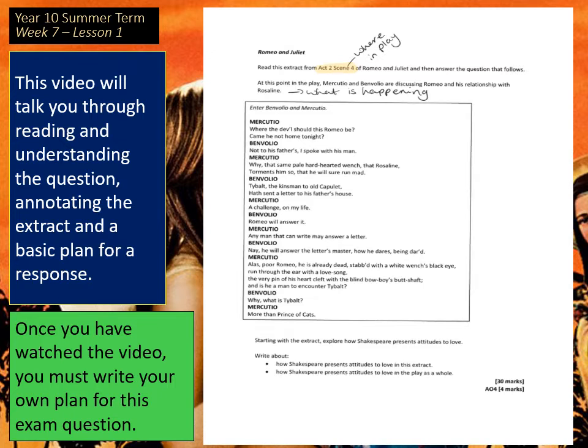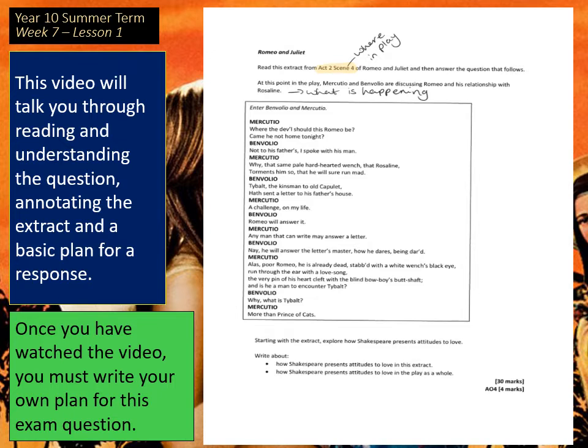Mercutio: "Alas, poor Romeo, he is already dead, stabbed with a white wench's black eye, run through the ear with a love song, the very pin of his heart cleft with a blind bow boy's butt shaft. And is he a man to encounter Tybalt?" Benvolio: "Why, what is Tybalt?" Mercutio: "More than Prince of Cats."